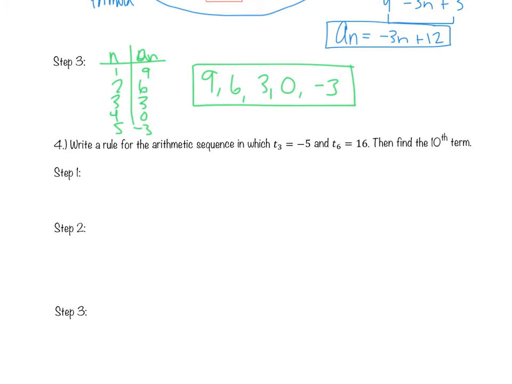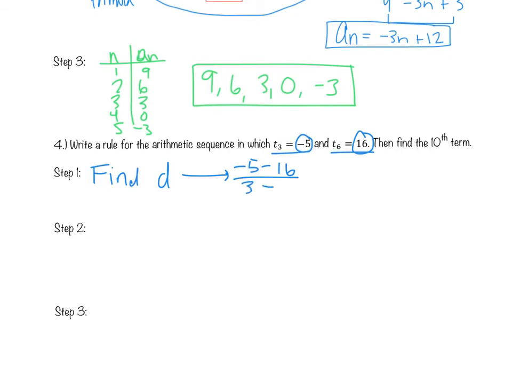So the first step is we need to find that common difference. So find d. Okay, so finding d. What we do to find the common difference, given 2 different terms here, is we're going to take the difference in the terms. Okay, so these are the terms, and then the 3 and the 6 are the term numbers. So we're going to find the difference, negative 5 minus 16. We're finding the difference in the terms over the difference in the term numbers.